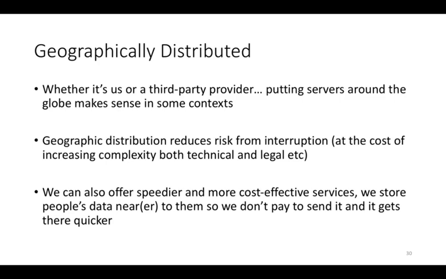Geographic distribution also reduces risk from interruption. If I have data centers that are geographically far apart, if a tornado hits one, it's unlikely to affect another. There are lots of stories from the Katrina disaster in New Orleans, the World Trade Center attacks of 9/11, where data centers were knocked out in very spectacular, horrific ways. And some companies, that would knock them offline. Other companies carried on functioning because they had geographically distributed data centers that they could split things between. And often we want speedier, more cost-effective service, so we have data near you so I don't have to send your data and pay across the network.